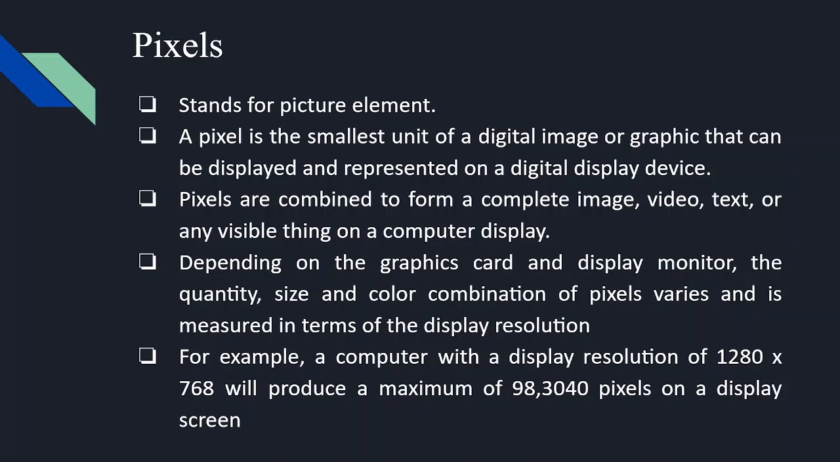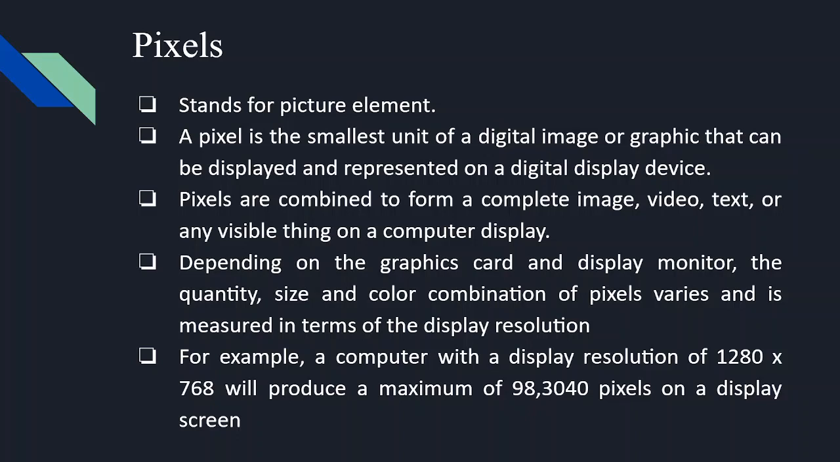Pixel stands for picture element. It is the fundamental unit for displaying any type of images, videos, text on the computer screen. It is the smallest unit which can be changed to display any image. To view a complete image, pixels are combined and they form a complete image, video and text that can be visible on a display device.